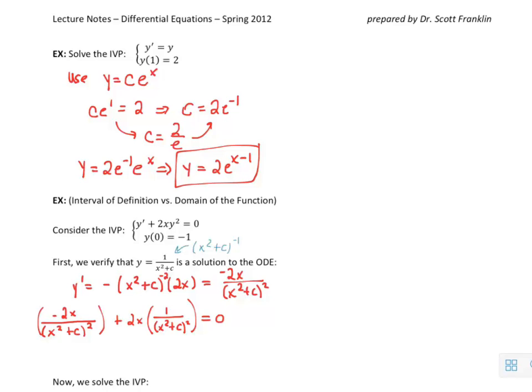And the question is, does that equal 0? And clearly it does when you just multiply in the 2x to the numerator of the second term here. Then you end up seeing, yes, that is, in fact, 0. Now let's find the c that goes along with the initial value problem.